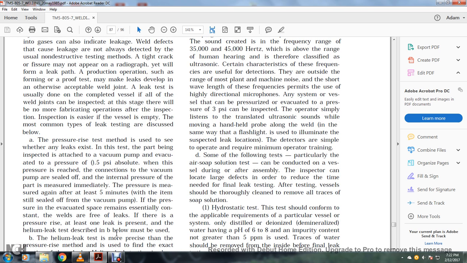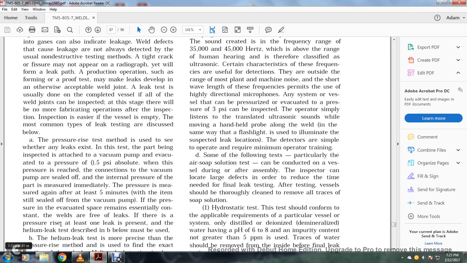The pressurized test method is used to see whether any leaks exist. The part being inspected is tested with a vacuum pump. They evacuate the pressure to 0.5 psi absolute, and when that pressure is reached, the connection with the vacuum pump is sealed off and the internal pressure of the part is measured immediately. The pressure is measured again after at least 5 minutes, with the item still sealed off from the vacuum pump. The pressure of the evacuated space remains essentially constant with welds that are free of leaks.